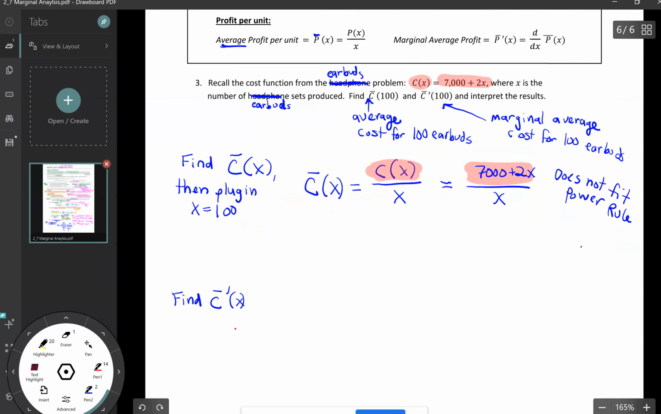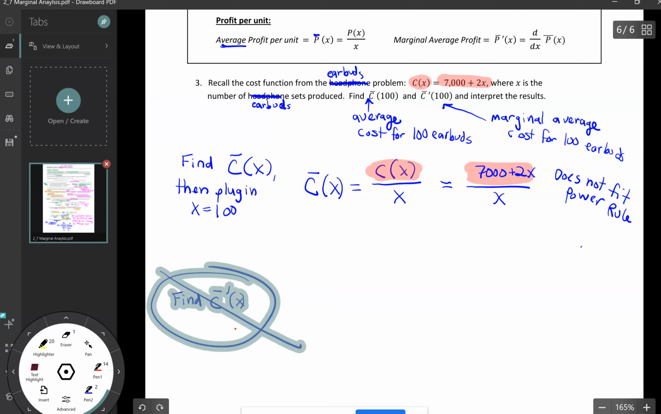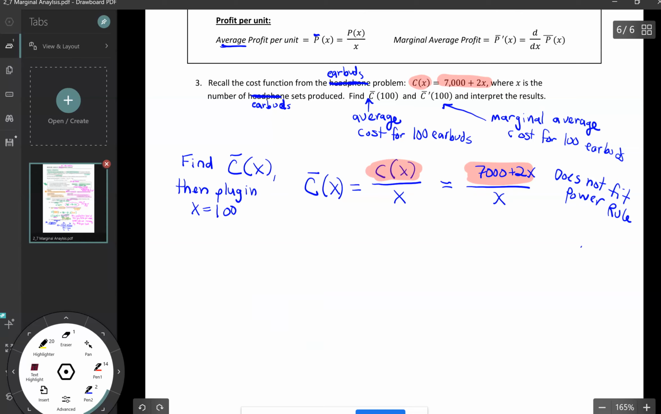Let me zoom in a little bit here. Just going to use some algebra to rewrite this. So before we find the derivative, I want to make this prettier. Okay, so here we go. Let's make it a little bit prettier. So I'm going to take the binomial and divide each term by x. So I'm going to have 7,000 divided by x plus 2x divided by x. This is just algebra. No calculus has happened yet. We're just using function notation and using algebra here.